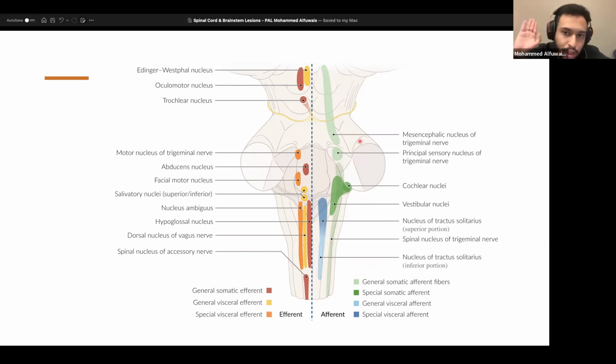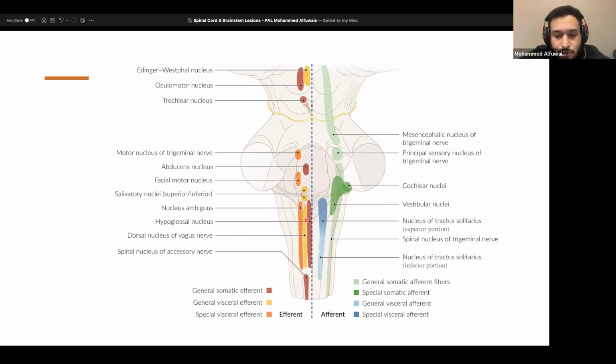It spans the medulla and the pons. Since it's huge and spans both, you don't really need to use it to localize whether you're in the pons or the medulla. You need it for another thing, which we'll get to later. Then you'll have the facial motor nucleus, a little bit more lateral. Then you'll have the salivatory nuclei: superior for facial, inferior for glossopharyngeal.